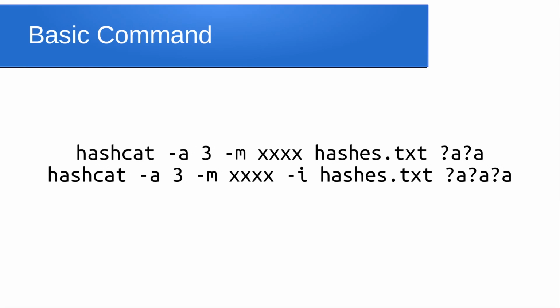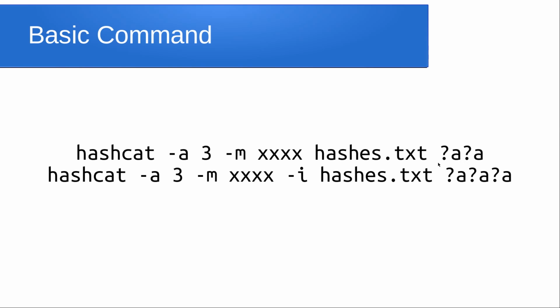The basic command with hashcat is hashcat -a 3, that's attack type 3. -m is the hash set you have. Just look at the man page or any of my previous videos for that information. The hashes file, and then the mask you're going to use.